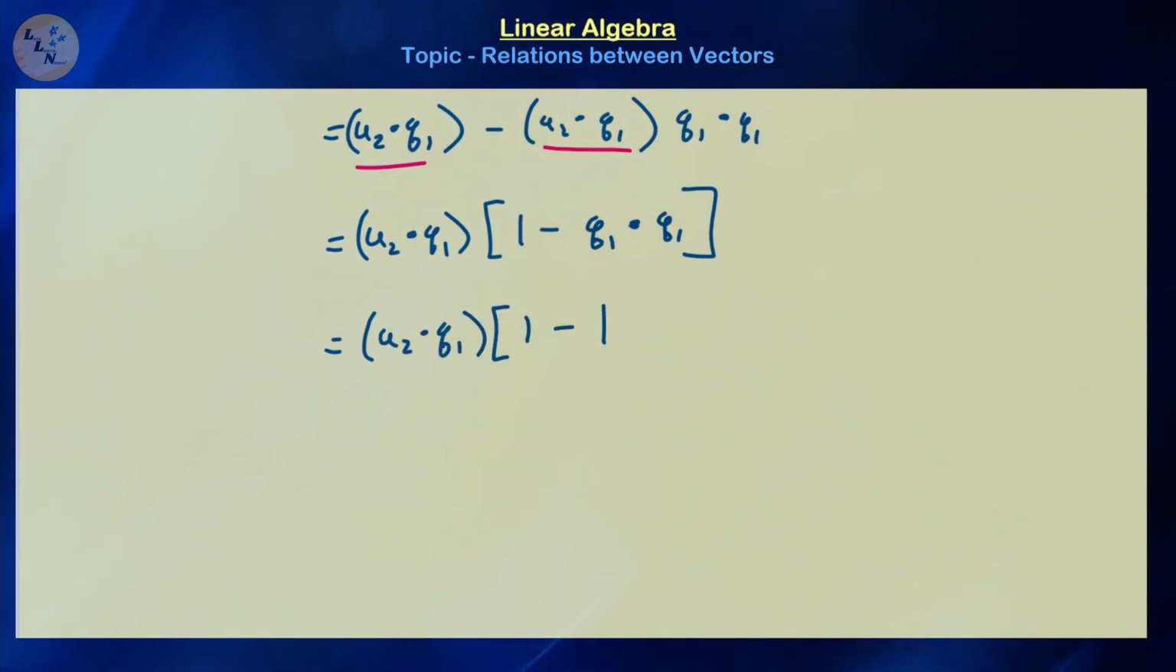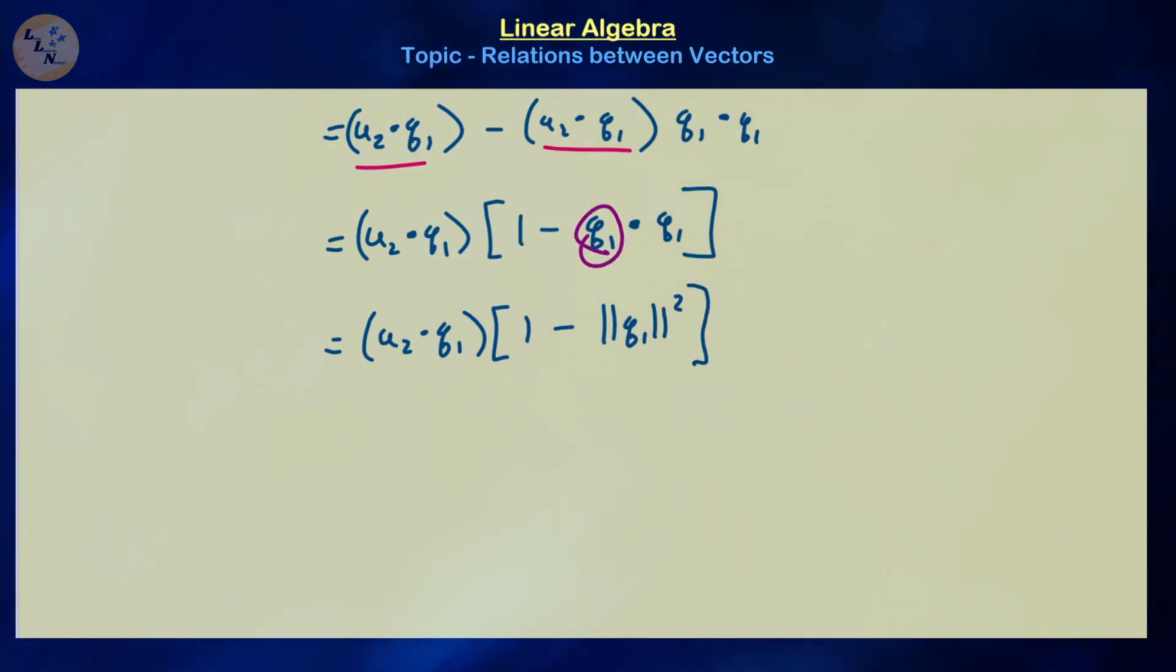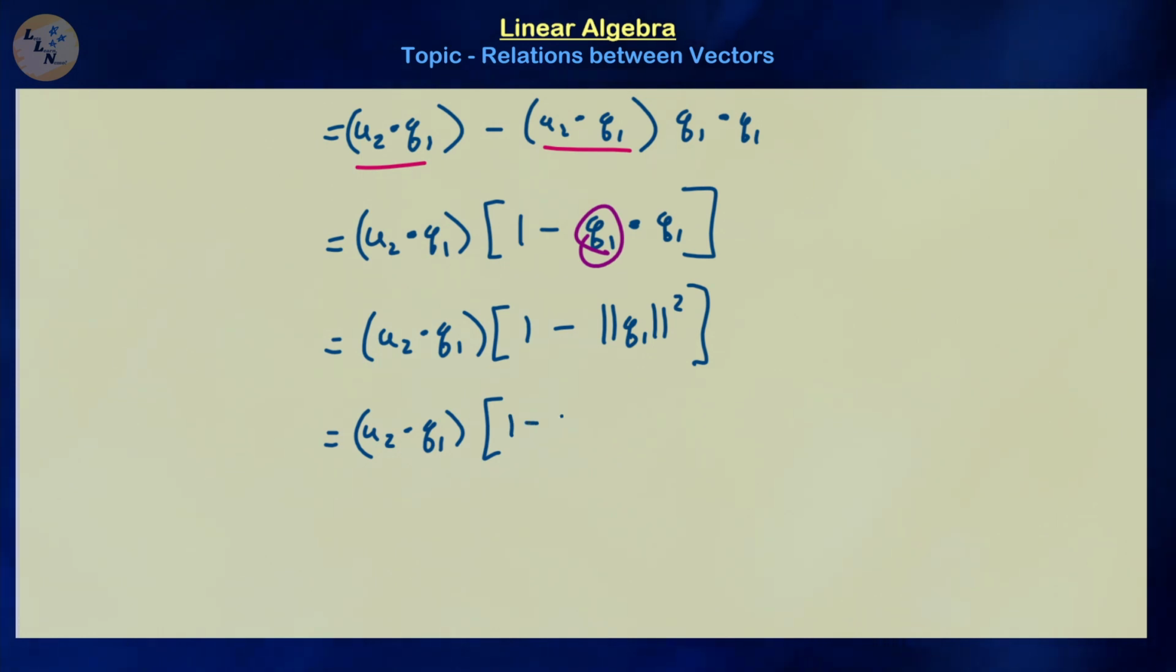So we have 1 minus the norm of q1 squared. Now, what is so special about the vector q1? That is a normalized version of the other vector, right? So if that is a unit vector, that means the norm of q1 is 1, right? So that means this is going to be equal to u2 dot product q1 times 1 minus 1.